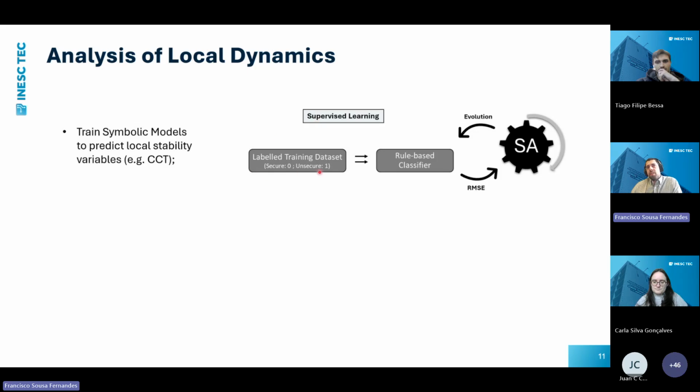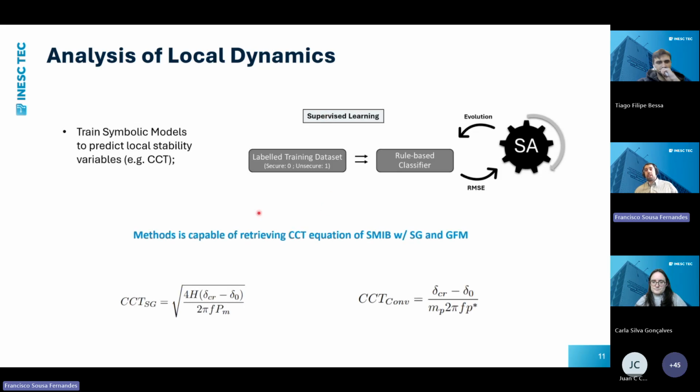But instead of having secure or insecure, we would have a training data set with the different operating points and the corresponding critical clearing time. Based on that, we could generate different expressions for the critical clearing time.